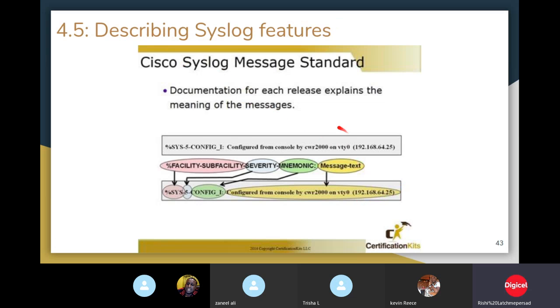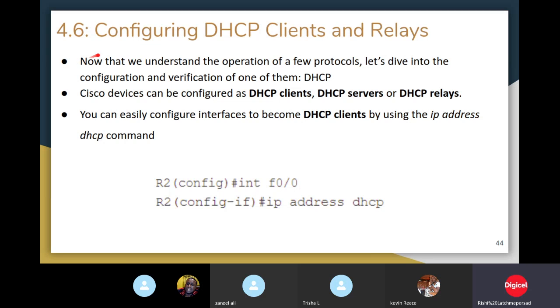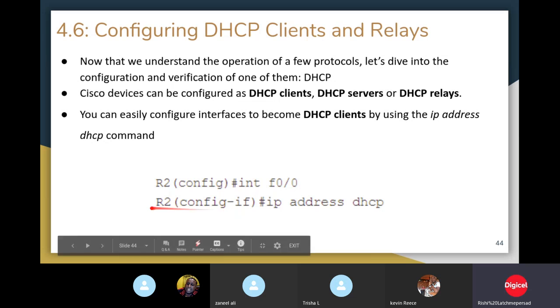Right, so moving on to configuring DHCP clients and relays. Now that we understand the operation of a few protocols, let's dive into the configuration and verification of one of them, DHCP. Cisco devices can be configured as DHCP clients, servers, or relays. You can easily configure interfaces to become DHCP clients by using the command ip address dhcp. So you see config t, then int f0/0, and once you go into that interface, you just put ip address dhcp.